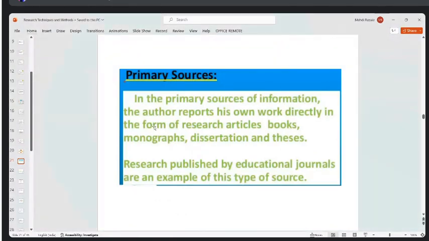And primary sources, when you want to collect data from primary sources, they are information that the author reports about his own work directly in the form of research articles, books, monographs, dissertations, theses. You can always refer to your university for past students' research, what they have done. If there is any paper out there, you can download it. You can visit sites like what I showed here, the IJISRT site, the IEEE website. These have research articles. Then there are reference books.